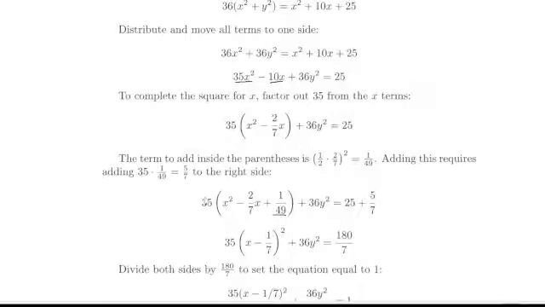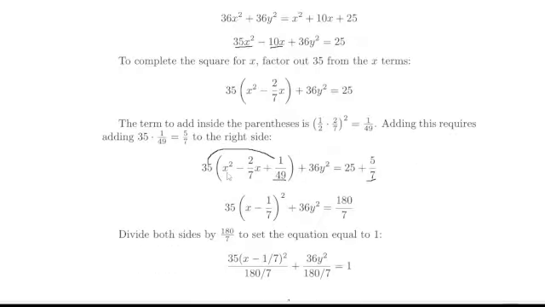But recall that we didn't just add 1 over 49, we added 35 times 1 over 49. So that's going to be 5 over 7 basically. And we add the 5 over 7 to the other side as well. And now we can factor out the x squared minus 2 over 7x plus 1 over 49 as x minus 1 over 7 quantity squared. And then 25 plus 5 over 7 is 180 over 7.